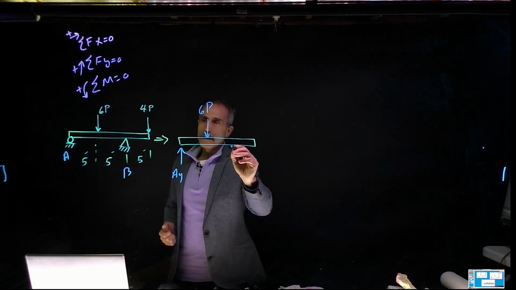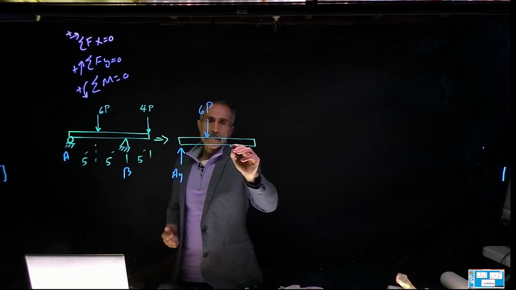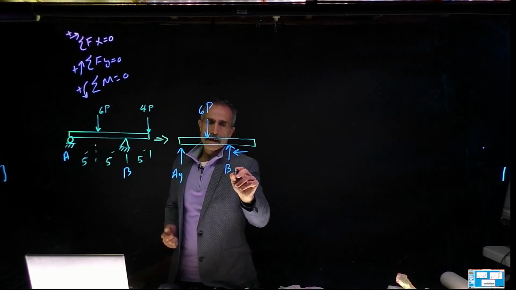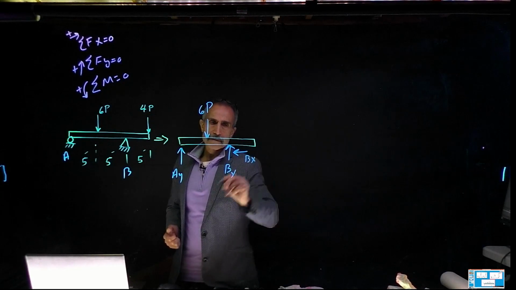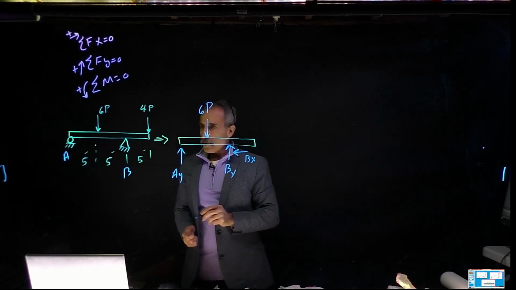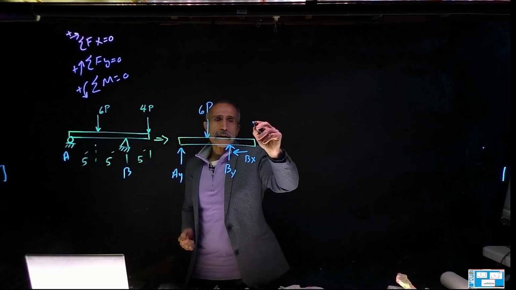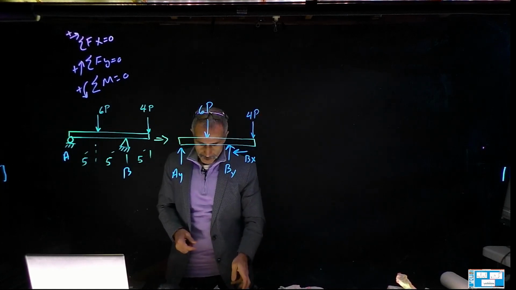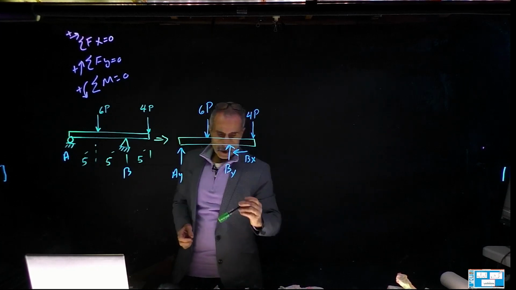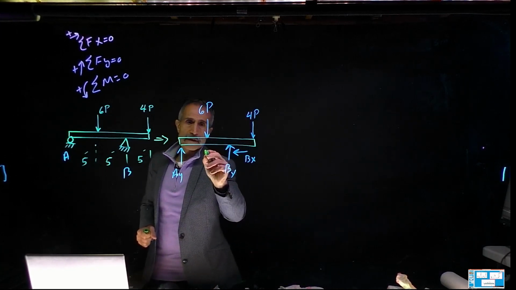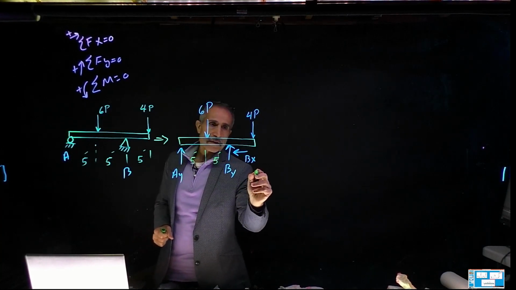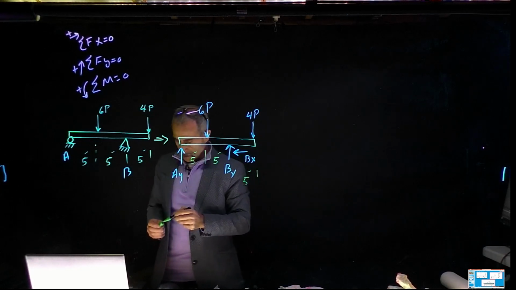And right here, where the pin is, a pin can restrict in two different directions, so it would be BY and BX. And then we have force 4P right here. The distances are 5 feet apart here. This is 5 feet, this is 5 feet, and this is 5 feet also. The beam is 15 feet long.